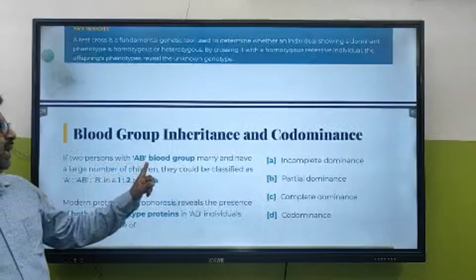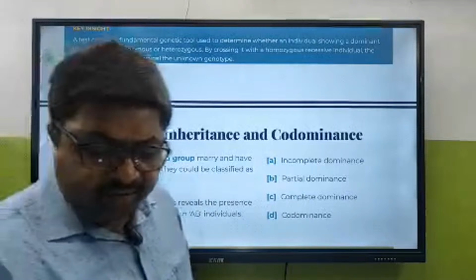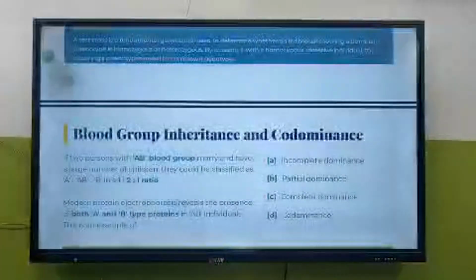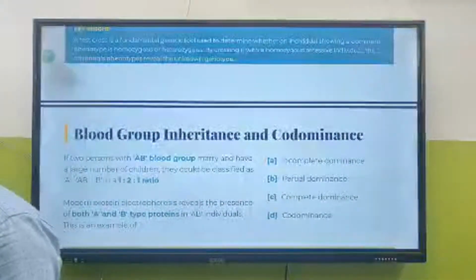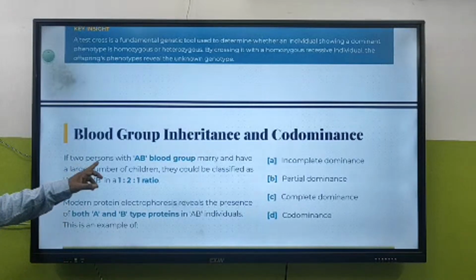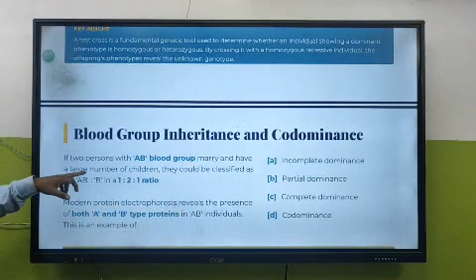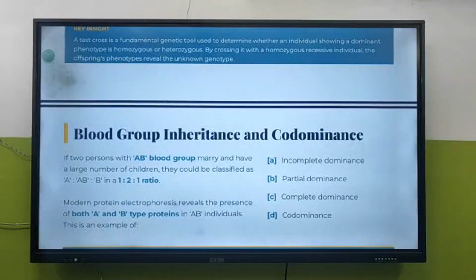If two persons with AB blood group marry and have a large number of children, they could be classified as A, AB, B in a ratio 1:2:1. Modern protein electrophoresis reveals the presence of both A and B types in AB individuals.